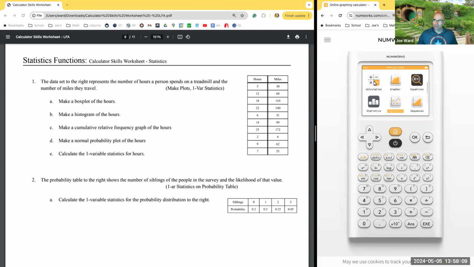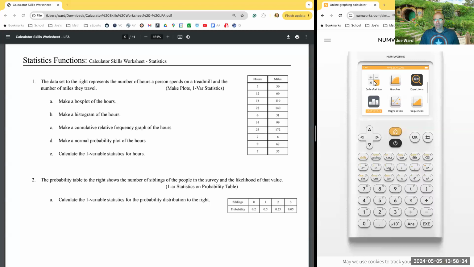What we're going to do now is look at statistics functions. I skipped over it when I was making the videos: we did calculations, graph equations in this worksheet, and then it went to regression, because those are the four that you'd use in our math classes. The statistics function is not typically used until you take the statistics class. So we're going to enter this data in, make a box plot, make some cumulative relative frequency plots, and do some other things.